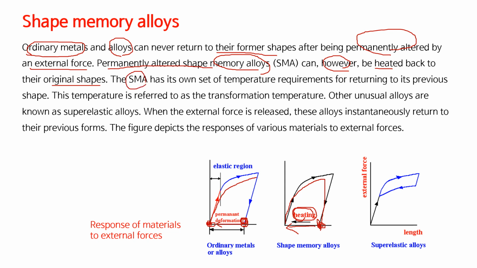The shape memory alloy has its own temperature requirement for returning to its previous shape. This temperature is referred to as the transformation temperature. So if we increase the temperature of the permanently deformed shape memory alloy up to the transformation temperature, then this shape memory alloy will be back to its original shape.